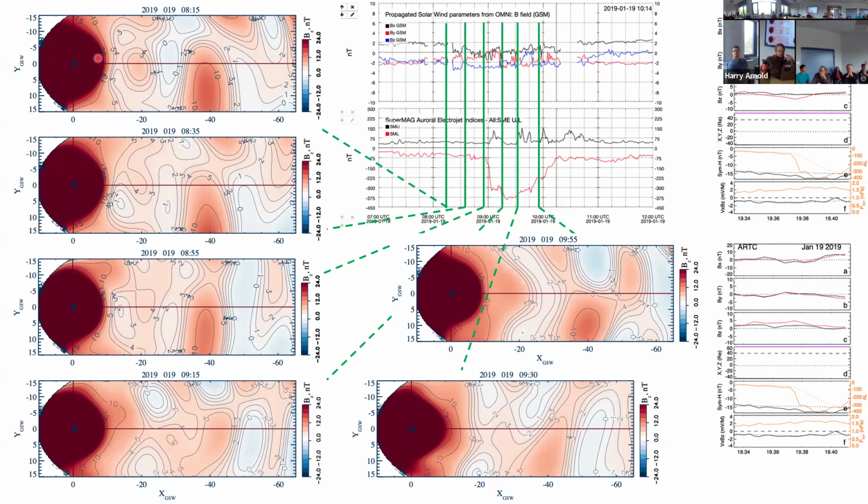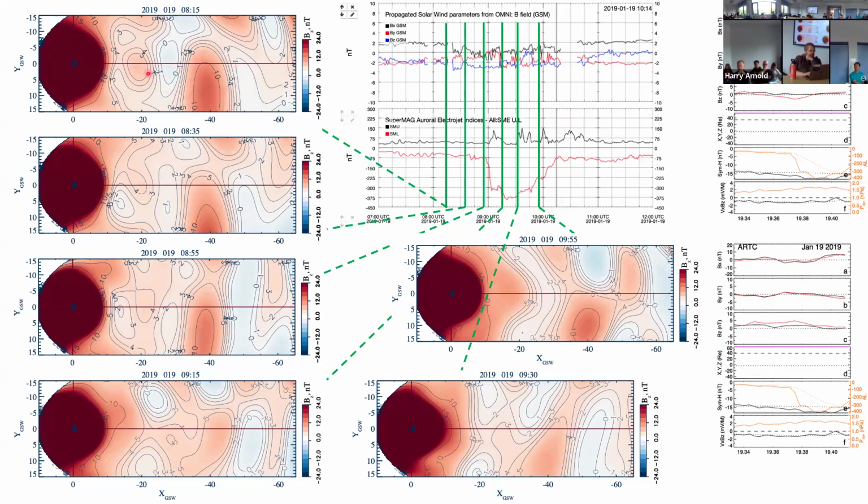Let me just make sure I understand that concept of the BZ hump. Looking at that top left figure, around 30 RE, it looks like there's a minimum. Would that be the minimum, and then tailward of that is the hump? Yeah, this is the hump right here.